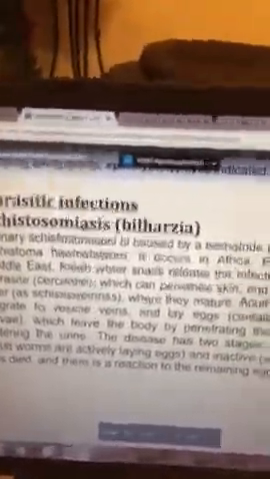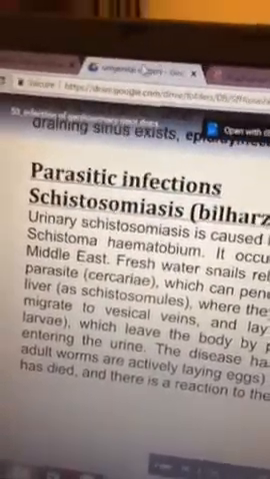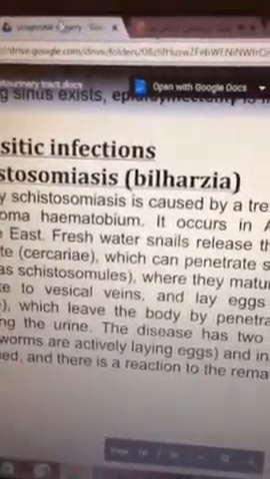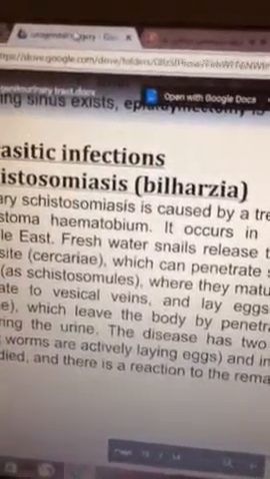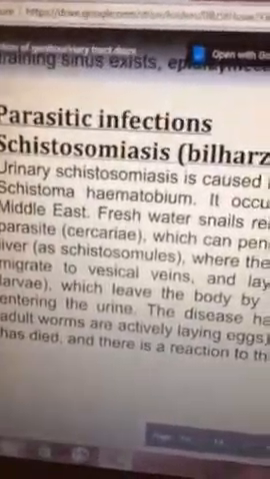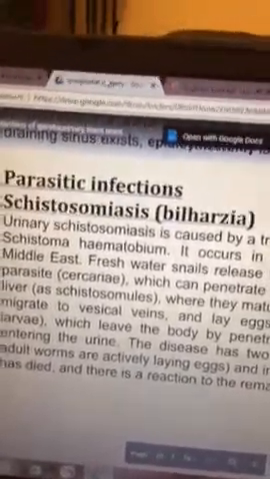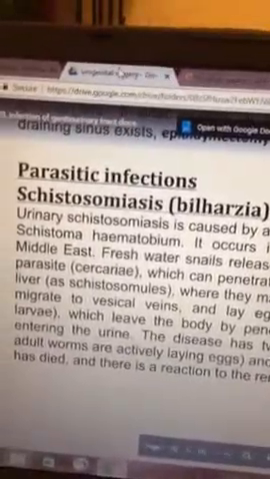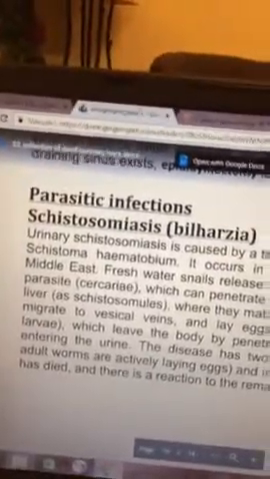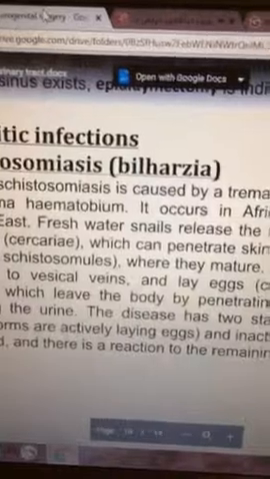The urinary schistosomiasis is caused by the trematode or fluke called Schistosoma haematobium. We know there are three types of schistosoma. The specific one for the GUT is Schistosoma haematobium. It occurs in Africa, Egypt, and the Middle East.